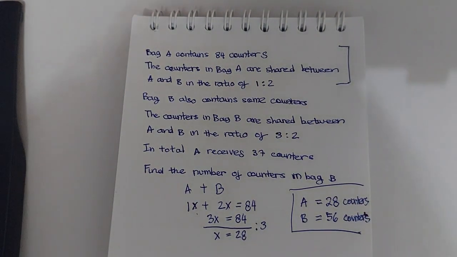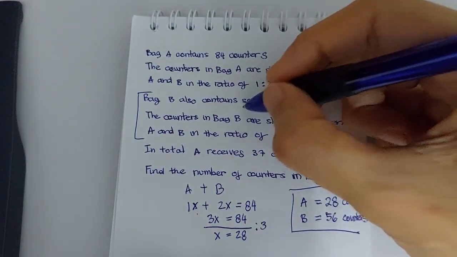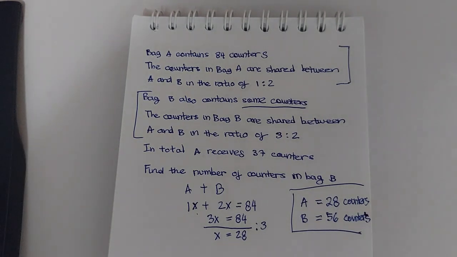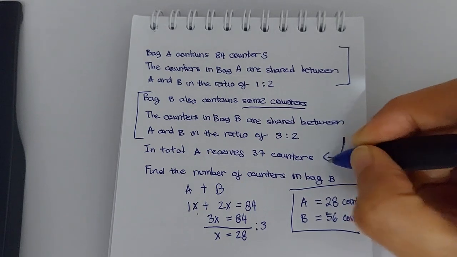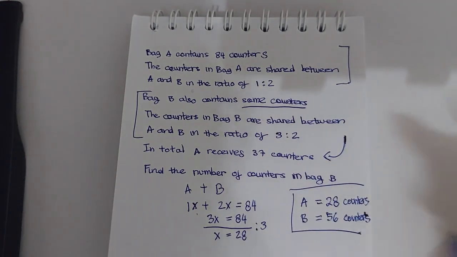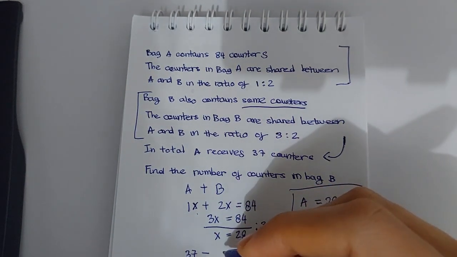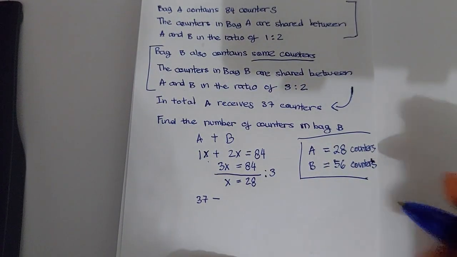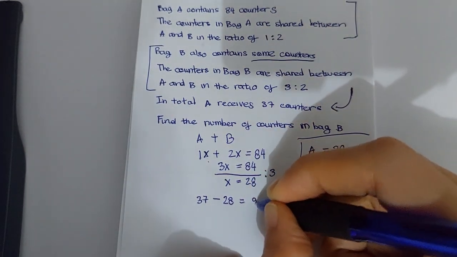Now, the second paragraph gives you incomplete information. Why? Because we don't know the number of counters available in bag B. It's fine, we know the ratio. But the help is in the third sentence: in total, A received 37 counters. We already know that from bag A, A received 28. But in total, A received 37. So it means the difference between these two numbers will be the counters received from bag B, right? Make sense? Now, look here. 37 minus 28 is the number received by A from bag B. That will be, I don't know, what? 9 counters.